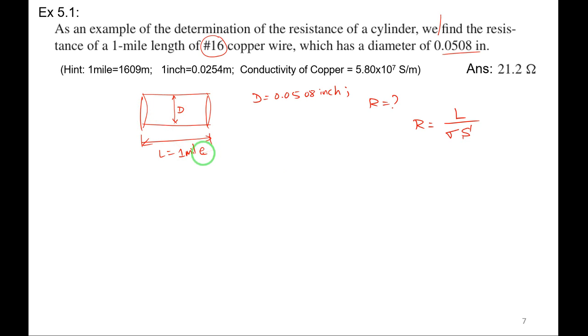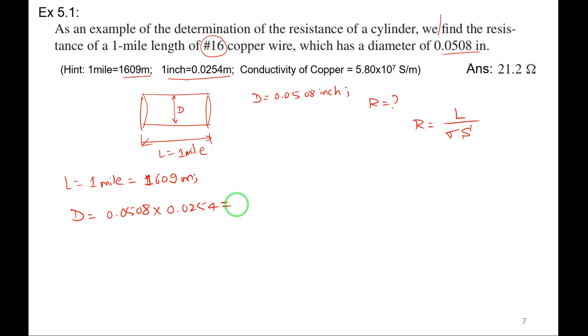What is L? This is 1 mile, so we should convert it. 1 mile is 1.6 kilometers roughly, which means 1609 meters. So convert everything into meters. Then the diameter is given in inches, 0.0508 inches. So what is 1 inch? 1 inch is equal to 2.5 centimeters or 0.0254 meters. So I will multiply by 0.0254 to convert it into meters.